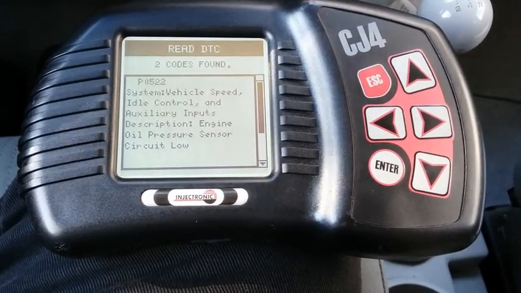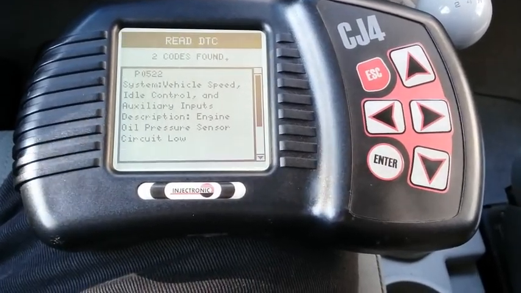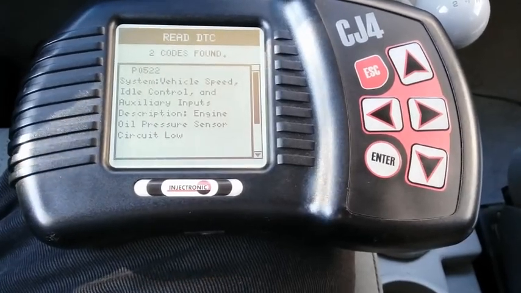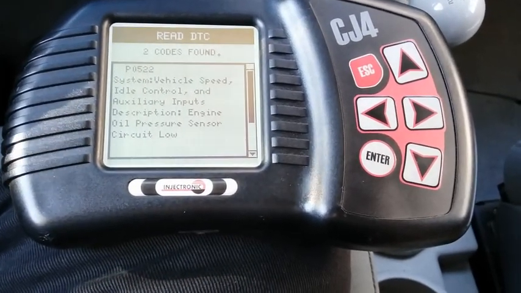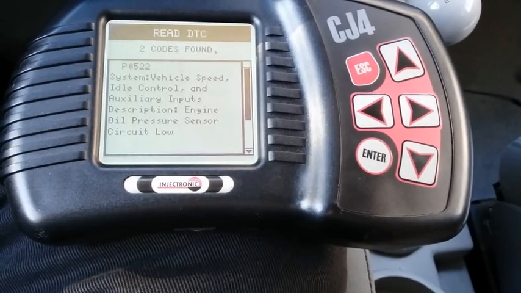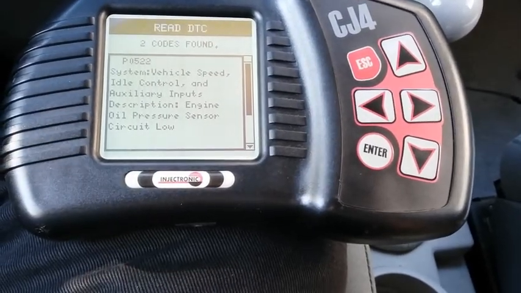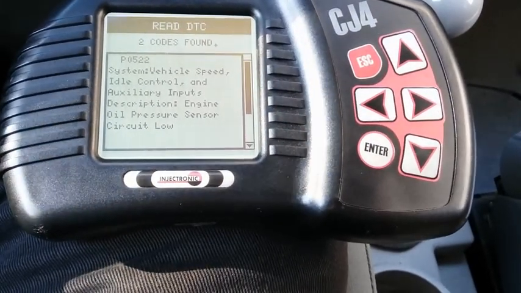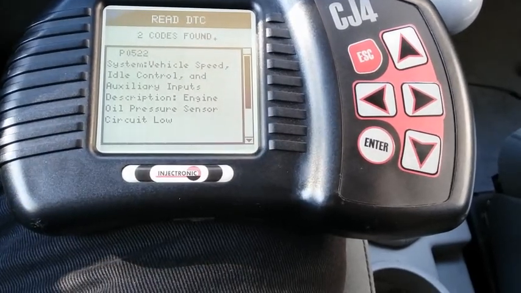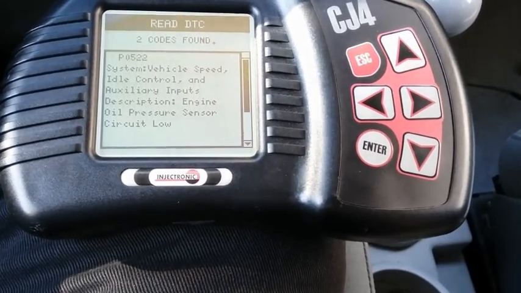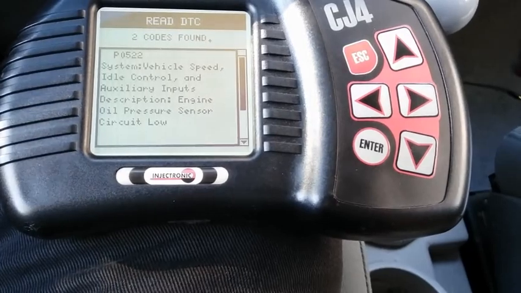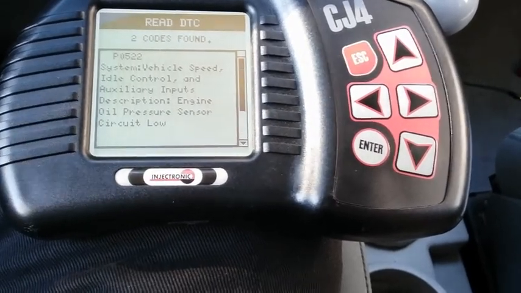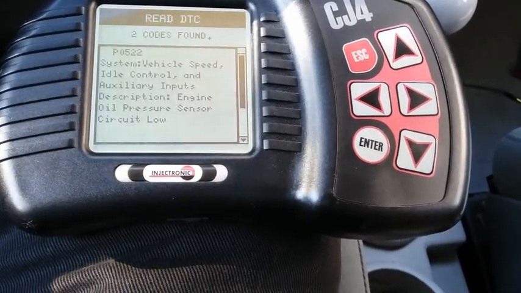I'm here working on a 2006 Chrysler PT Cruiser with the 2.4 liter engine, non-turbo. In this video, I'm going to show you how to troubleshoot a P0522 engine code, which is an engine oil pressure sensor circuit low. I'm going to describe the operation of this circuit and how to go about doing voltage checks and ohm checks.